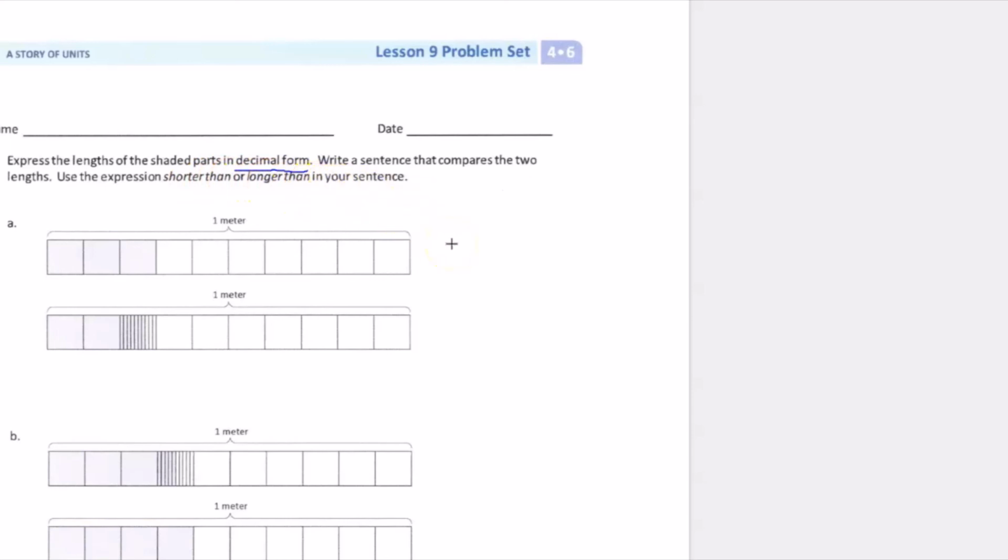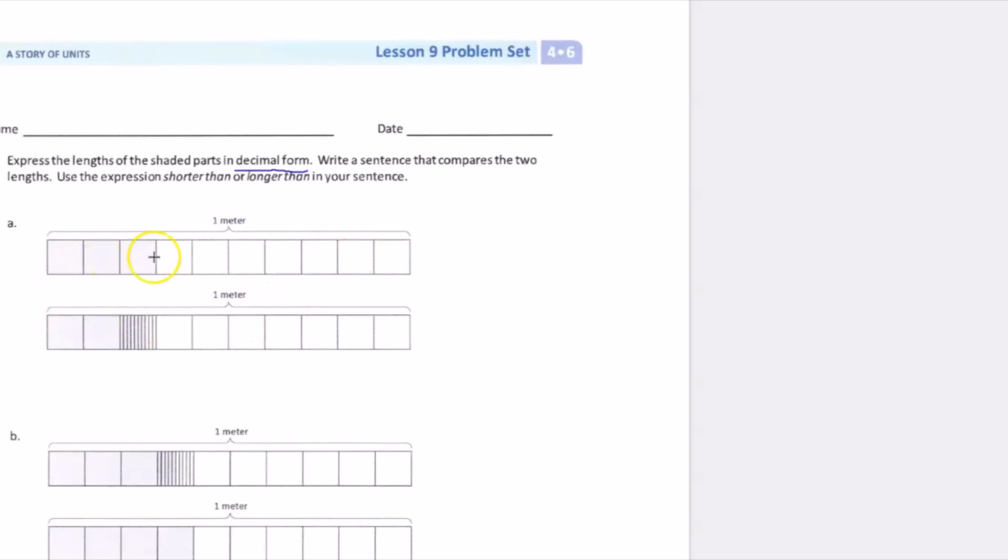So what we're doing here is that instead of using greater than and less than, we are trying to give you the idea that this is in a measurement form. So if you can imagine a decimal being bigger or smaller, imagine it being longer or shorter. So let's look at A. We need to figure out what the measurement is.